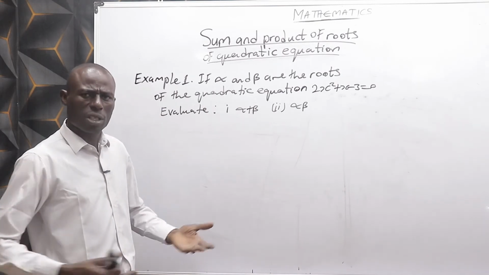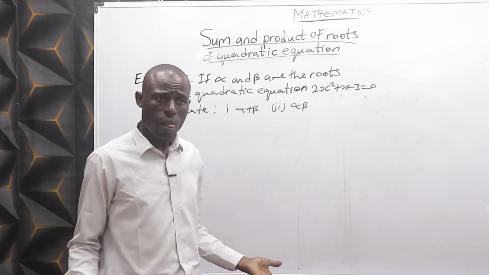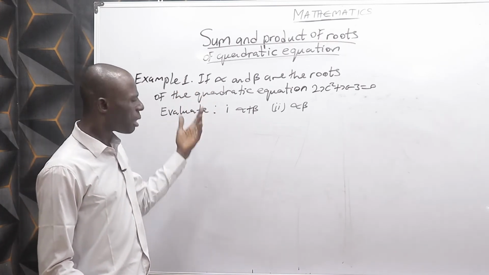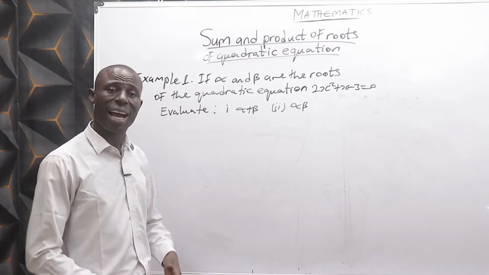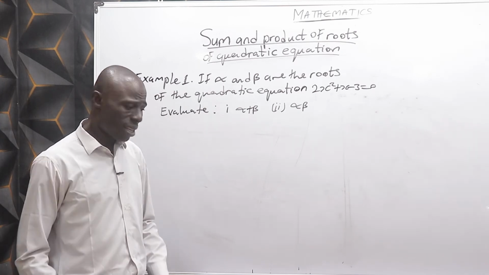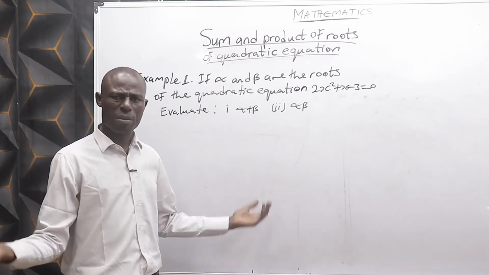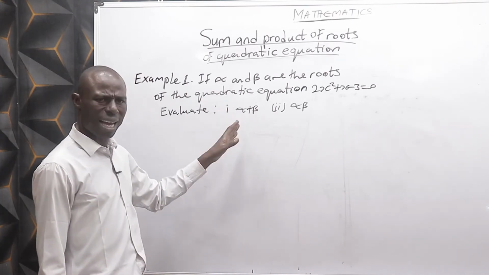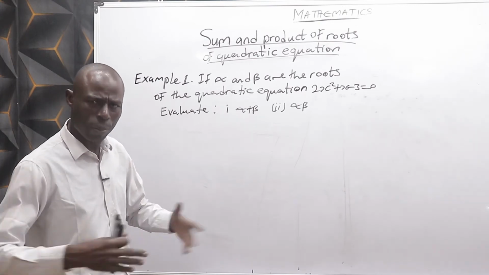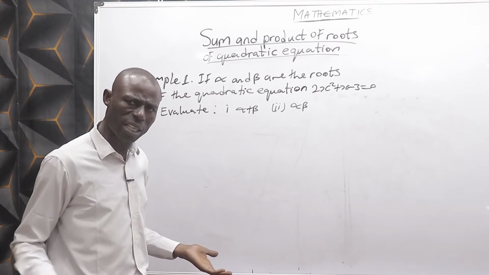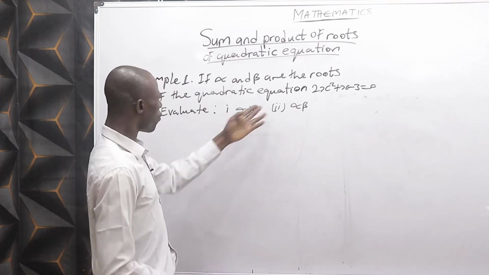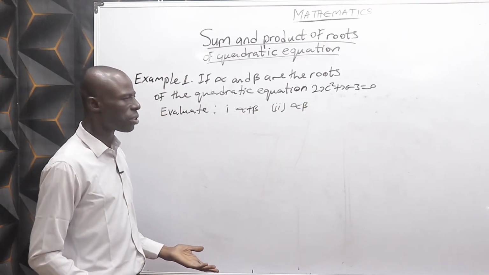Alpha and beta are just symbols. In another question, it could be P and R. In another question, it could be theta or any symbol. So don't be disturbed by alpha and beta. They are symbols, and symbols can be used anytime to represent anything. So if alpha and beta represent the roots of this quadratic equation, that's the main message.